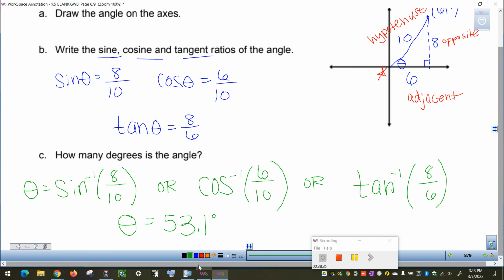If you are continuing with pre-calc next year, you're going to learn a whole lot more about really going into depth with these inverse trig functions. That'll explain why it sometimes gets tricky when you're moving into different quadrants.